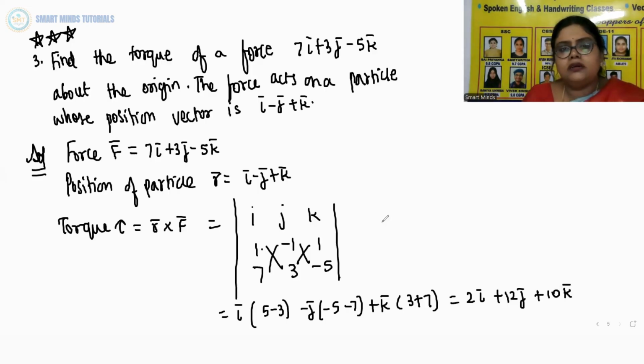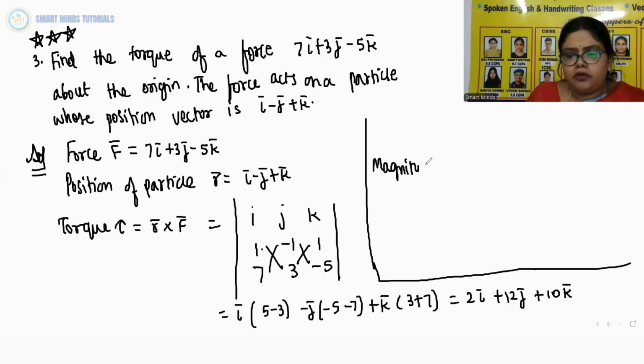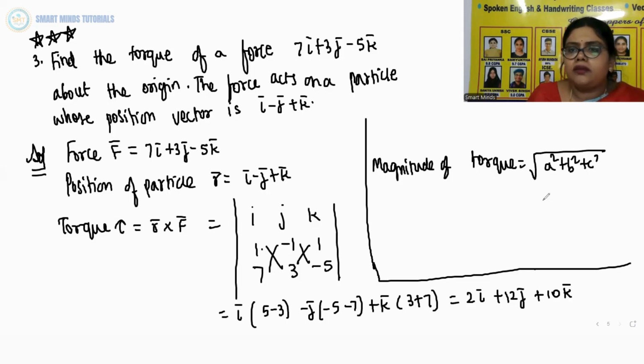So this is the torque vector. Now we need to find out the magnitude of torque. So magnitude of torque is root a square plus b square plus c square. So that is root of 2 square is 4, 12 square is 144, 10 square is 100. So that is root over 248 units.